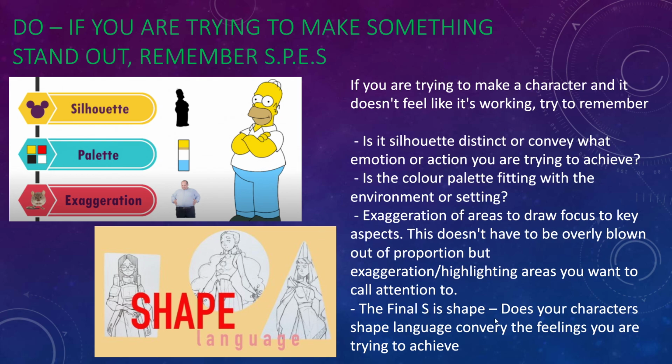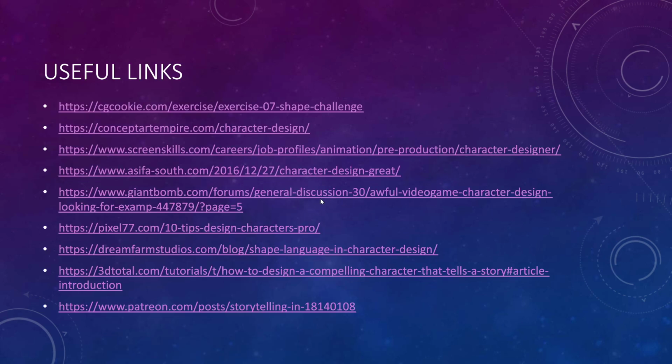And then the final S is shape. Does your character's shape language convey the feeling you are trying to achieve? So are they this almighty demigod? No, he's a lovable oaf. Why? Because he's a lot of round. So there's some useful links there. It's basically all stuff that I've used in the presentation, but there's a little bit more in-depth reading for it.